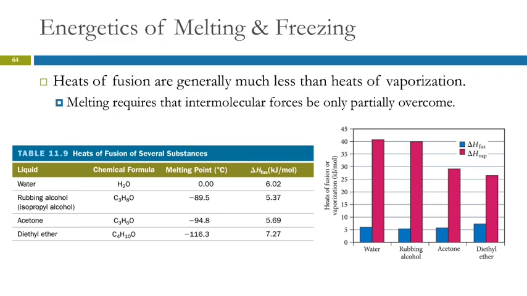Heat of fusion is usually much less than the heat of vaporization, and that's because in order for something to melt, you don't have to completely break the intermolecular forces. You just need to partially break them so that they can slide around each other. They don't have to become completely separate. So here are some heats of fusion for different substances, and we see that the heat of fusion for water is higher than for alcohol or acetone, but actually diethyl ether has a pretty high heat of fusion. This table's comparing heat of fusion with heat of vaporization, and we see that without exception, the heat of vaporization is much higher because you have to actually break all the intermolecular forces for it to escape into the gas state.